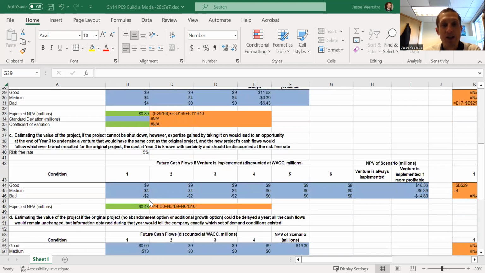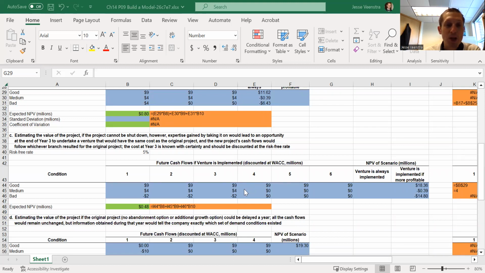Now, part C is more complicated, very much so. Here, the big thing to note is the project can be redone at year 3 if it's good, and or if it's profitable, I should say. Well, and if we look back, the only project that was profitable was in good condition. So we kind of have an idea here that if medium or bad, they're not going to renew the project.